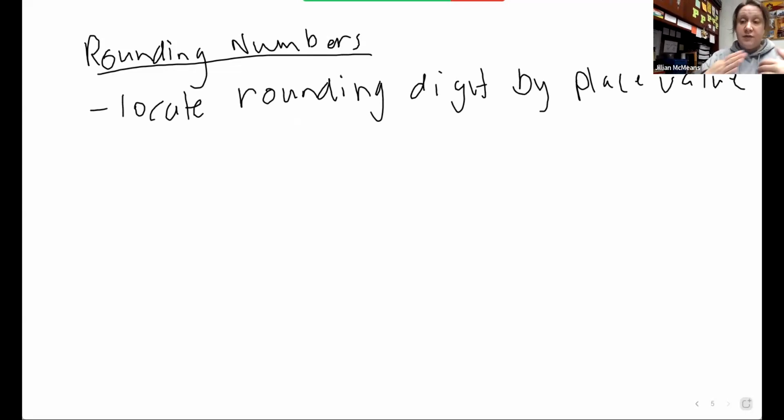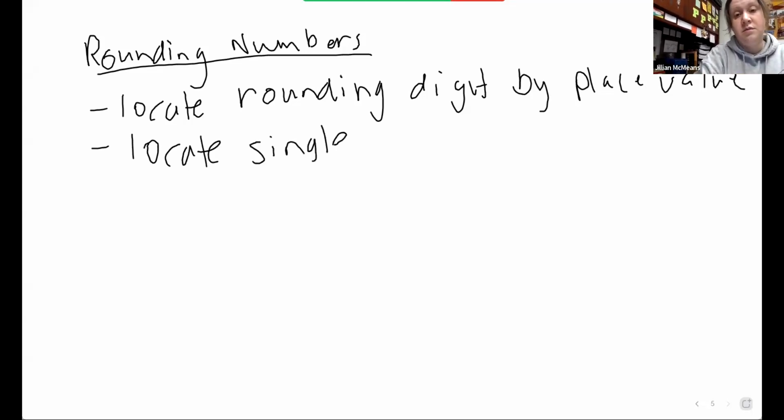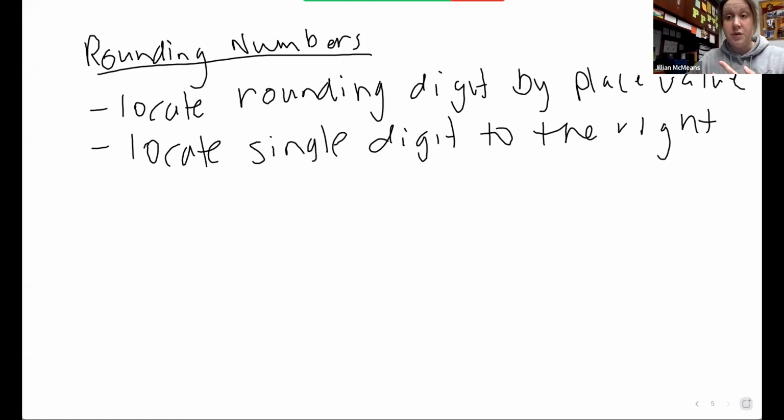So we find that rounding digit, which is the one given to us by place value. But the digit that really tells us if we're going to round up or round down is the single digit to the right. This is going to be the case whether you're rounding whole numbers, rounding decimals, rounding up, or rounding down. You find your rounding digit and then you look to the digit to the right. Rounding up occurs when that digit to the right is 5 or greater.